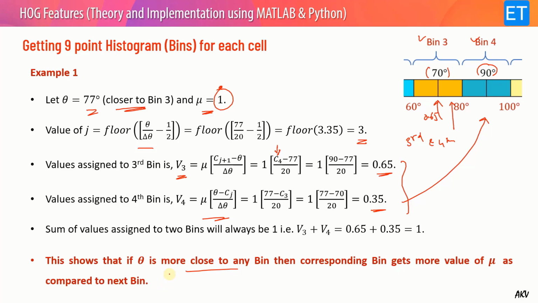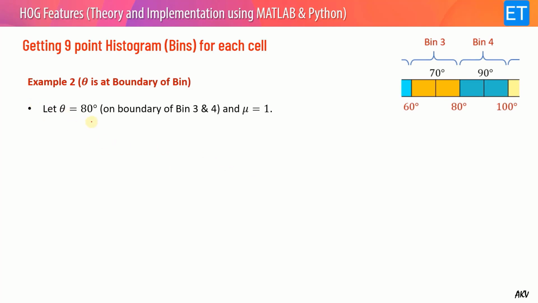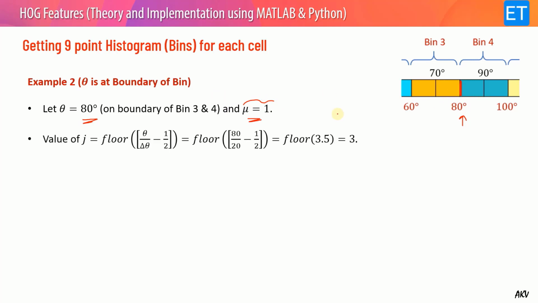Now let us consider another example where theta is lying exactly at the bin boundary. Let's say theta is 80 degrees, which you can see is exactly lying on the boundary of bin 3 and bin 4. Again, I am considering that the corresponding mu is 1 for this theta of 80. Let's see how the mu will be broken into two parts, and how bin 3 and bin 4 will get those parts. So let me find the value of j.